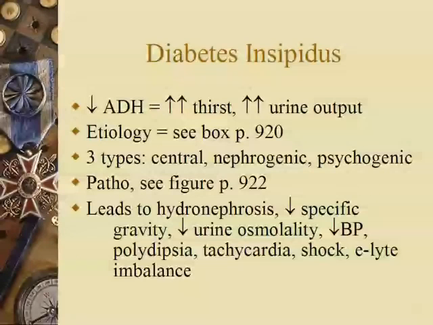The other thing is psychogenic. I took care of a guy that had psychogenic DI once, and he was admitted to my unit because we didn't know what his problem was. He was very pale, he was hyponatremic, and he was having huge amounts of urinary output. Come to find out, he was having huge amounts of oral intake, too. He was practically drinking out of the faucet.